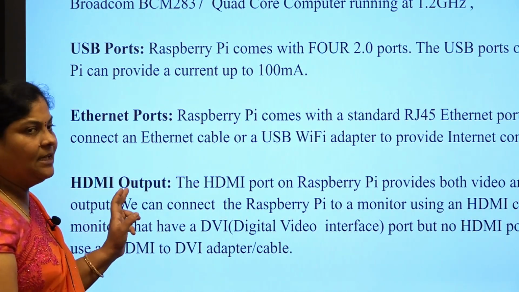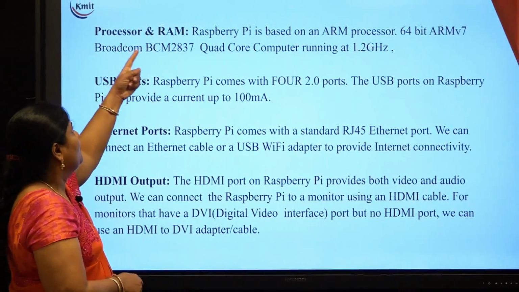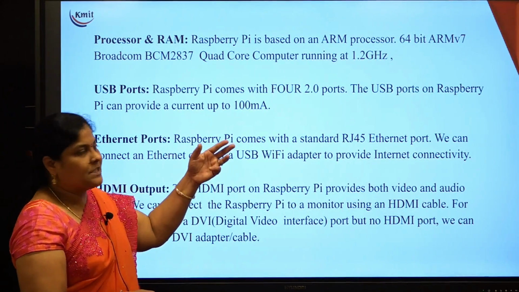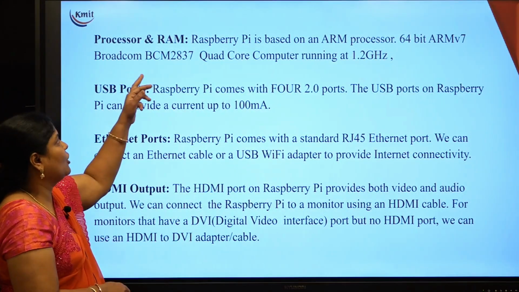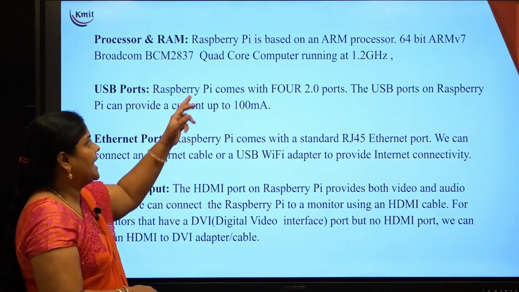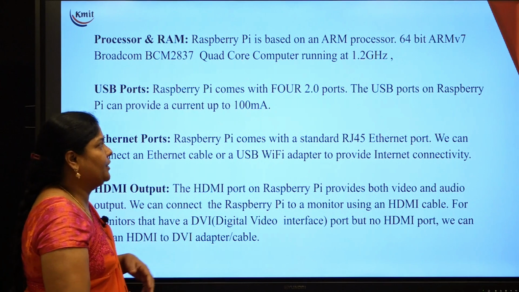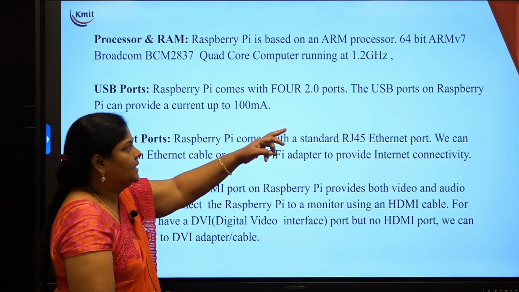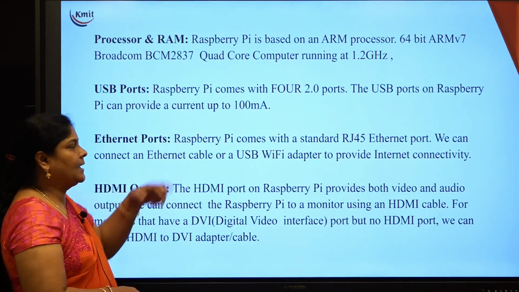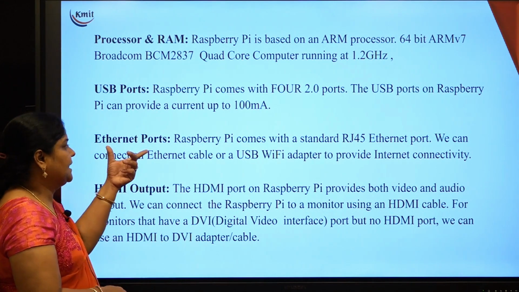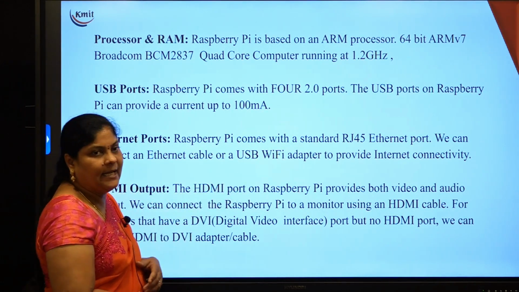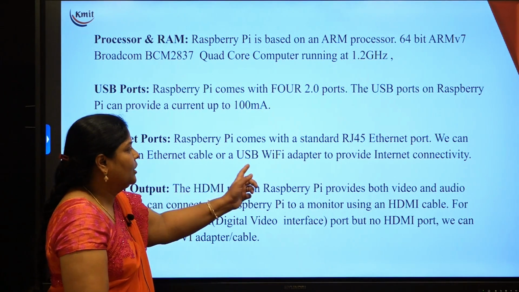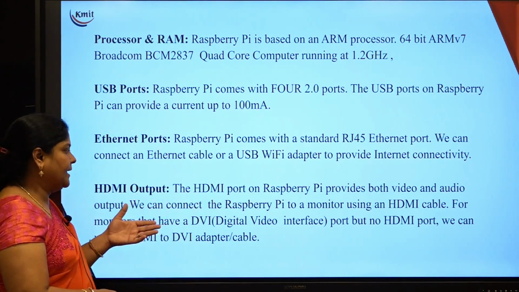So, whatever we have seen in the diagram, same thing we are learning here, processor and RAM. Raspberry Pi is based on ARM processor, which is 64-bit ARM V7 Broadcom BCM 2837. It has quad core computer using at 1.2 gigahertz. Next, USB ports, you have 4 different types of ports. The ports on Raspberry Pi provide a current up to 100 milliamps. Next, Ethernet ports. Raspberry Pi comes with a standard RJ45 Ethernet port. We can connect an Ethernet cable, or you can also connect USB Wi-Fi adapter to provide the internet connectivity.